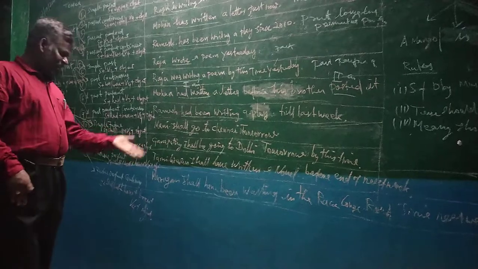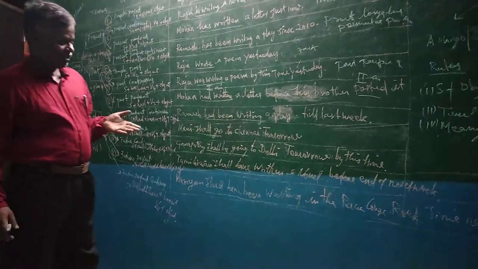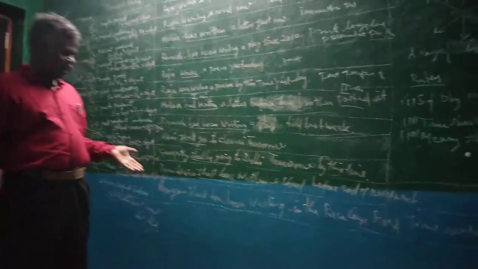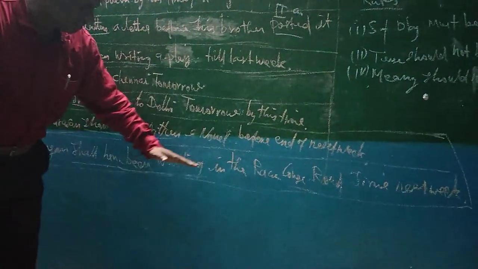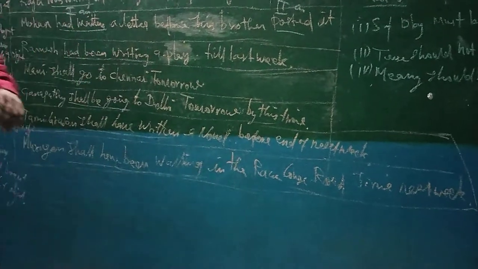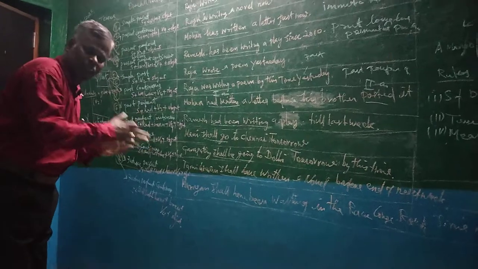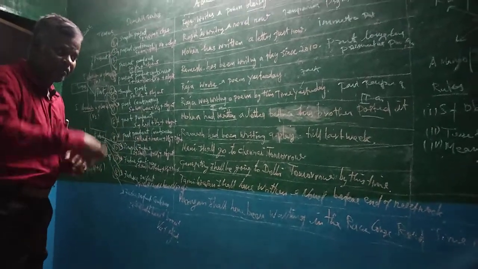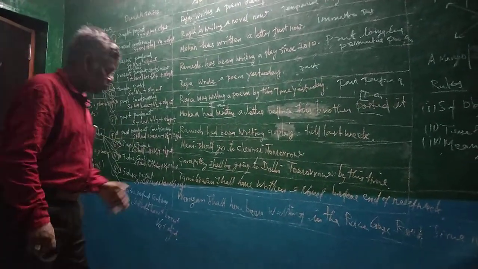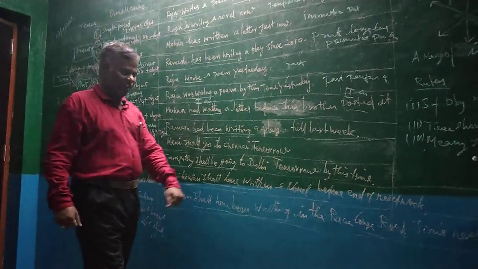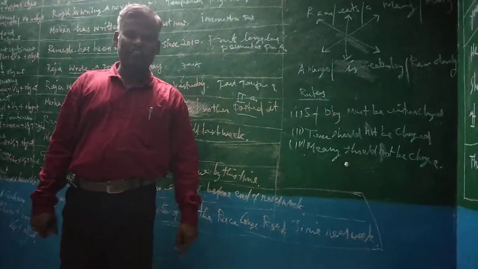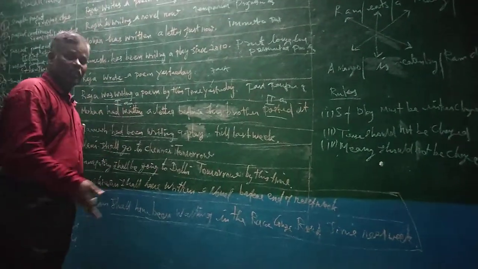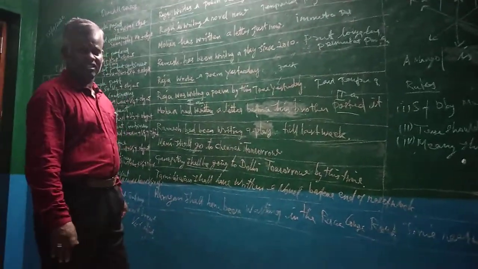So Murugan shall have been walking on the race course road since next week, because of some activities and work and progress, and that work will be completed within this week. After that, Murugan shall have been walking in the race course since next week, since the action is going to happen sometime in the future. That is essential.